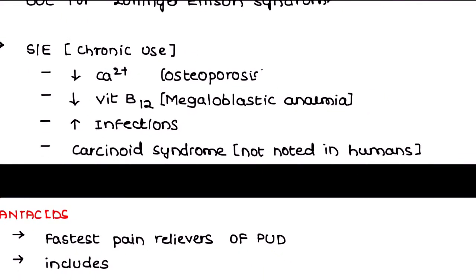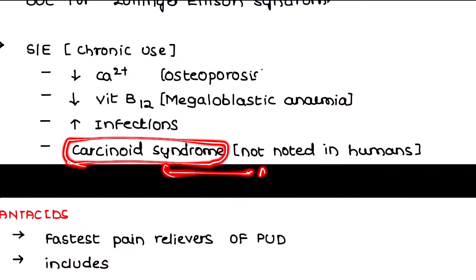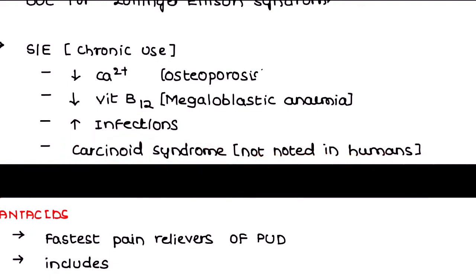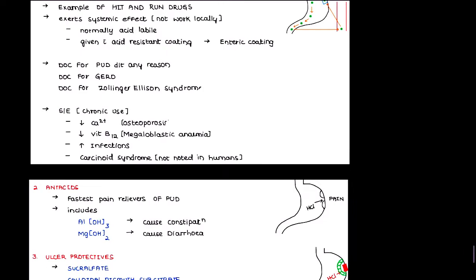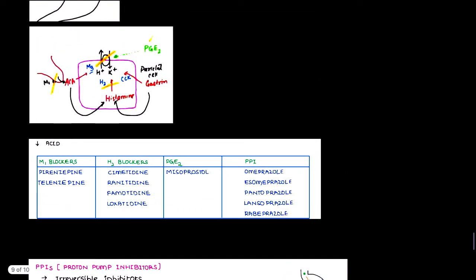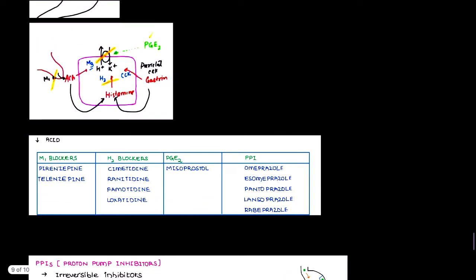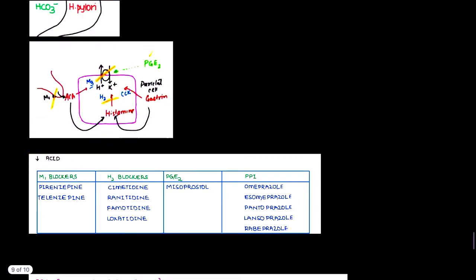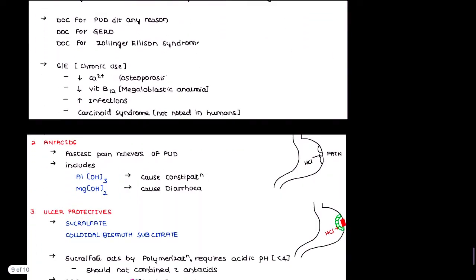It is also responsible for causing carcinoid syndrome, but this is mainly seen in the case of mice, not noted in humans. Yes, we talked about the drugs that are responsible for decreasing acid secretion. Now what about the next drug?